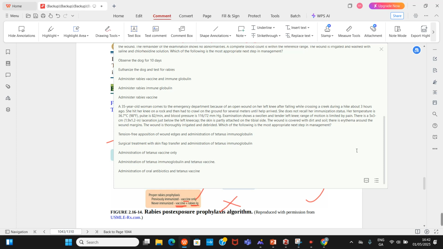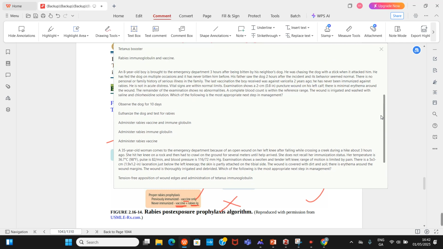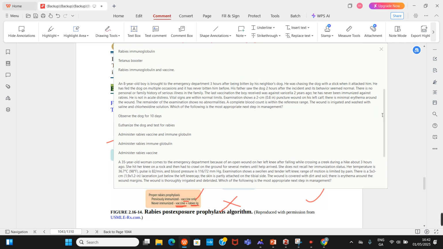So a 35-year-old woman comes to... the patient will not receive anything because they say the patient has never been immunized. So the thing is, before we know what to do, we need to know: the dog that has bitten this patient, is the dog rabid or not? The way we can know is to observe that dog for 10 days and see if the dog is going to develop rabies signs. If that dog develops rabies signs, we know that the person who was bitten is likely to have rabies.